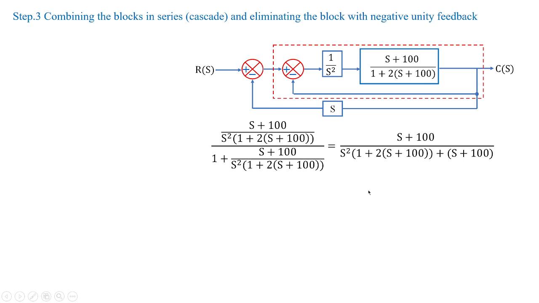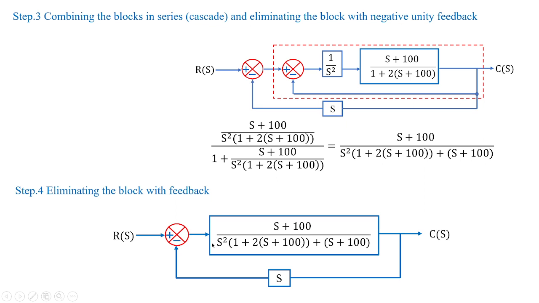So for this, you're going to get the reduced transfer function over this particular reduction as (s+100) by s squared of (1 plus 2 of (s plus 100)) plus s plus 100. Now finally you have the feedback path with s. So I'm redrawing the block with feedback. I'm going to get the block in this fashion.